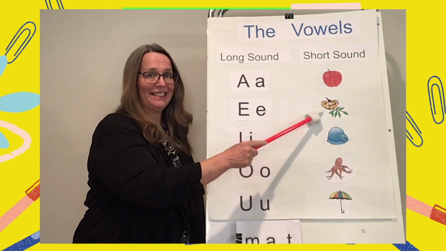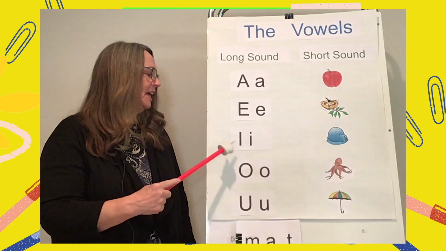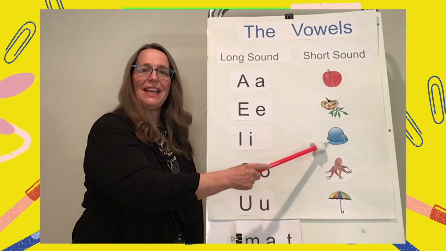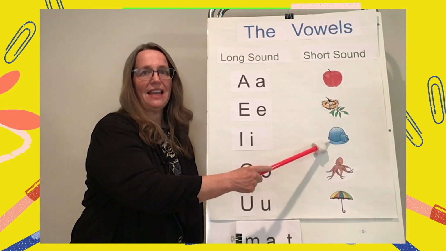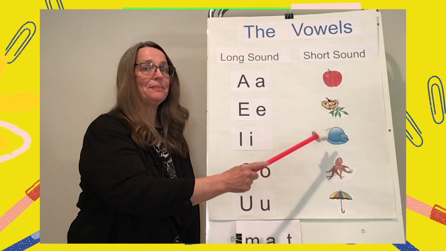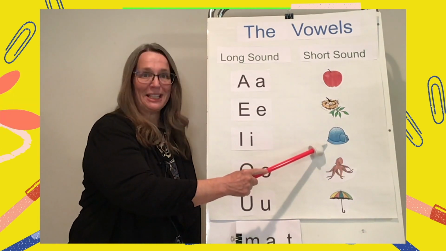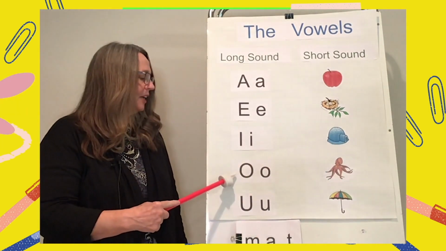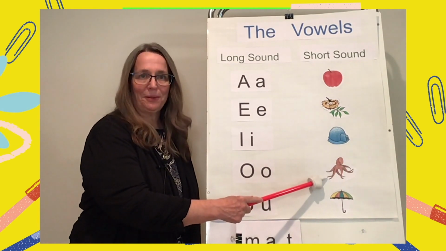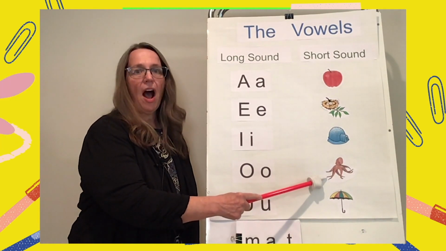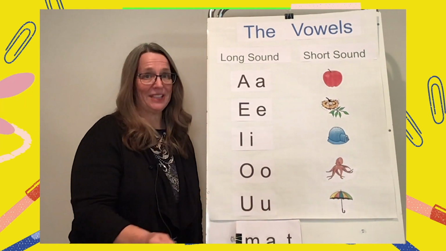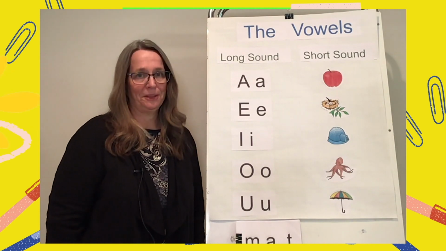That's right, egg. The short vowel sound of I is ih, like the word igloo. You say that, ih. And what word is that like? That's right, igloo. The short vowel sound of O is ah, like the word octopus. You say that sound, ah. And what word is that like? You say it. That's right, octopus.